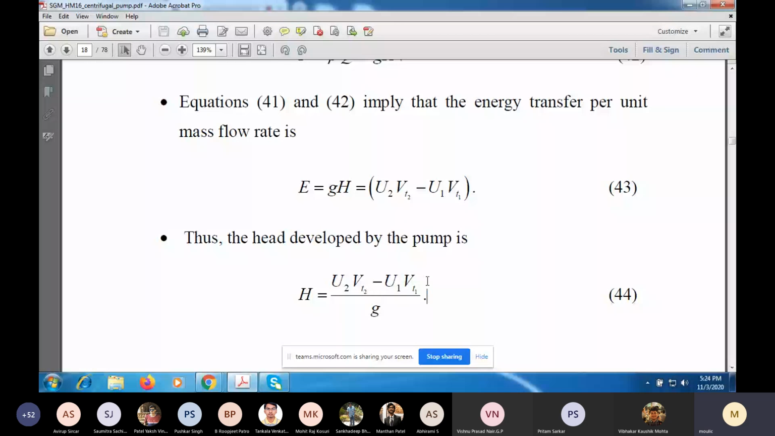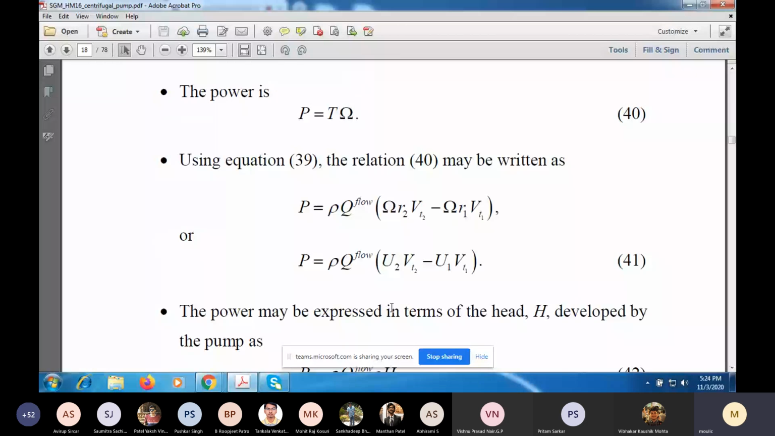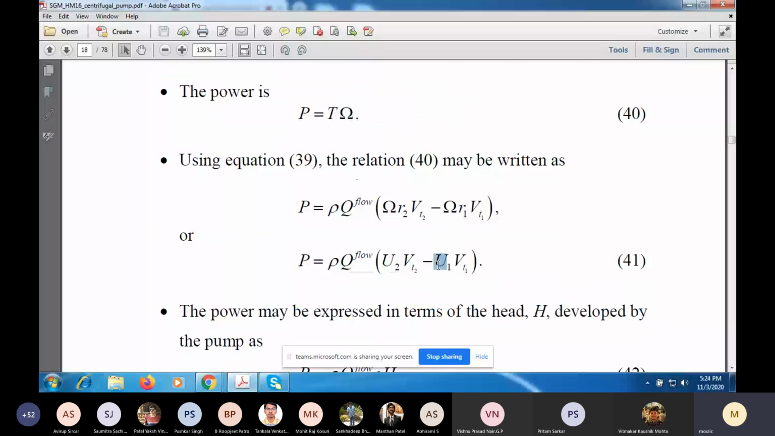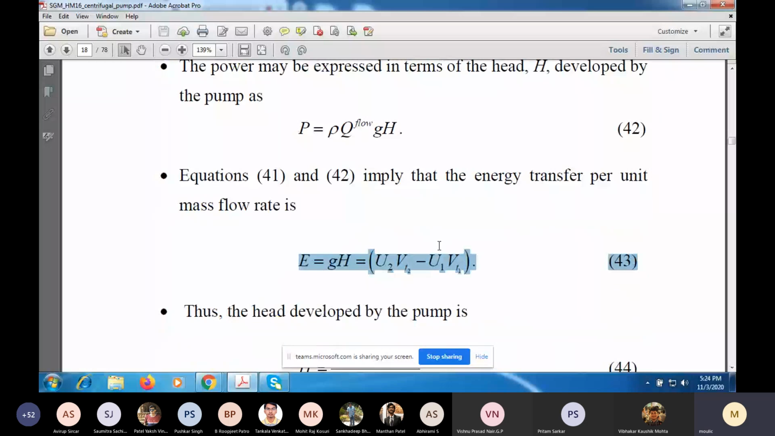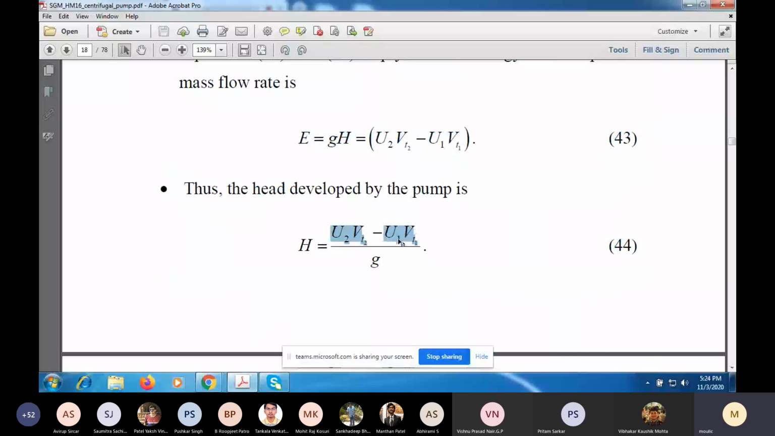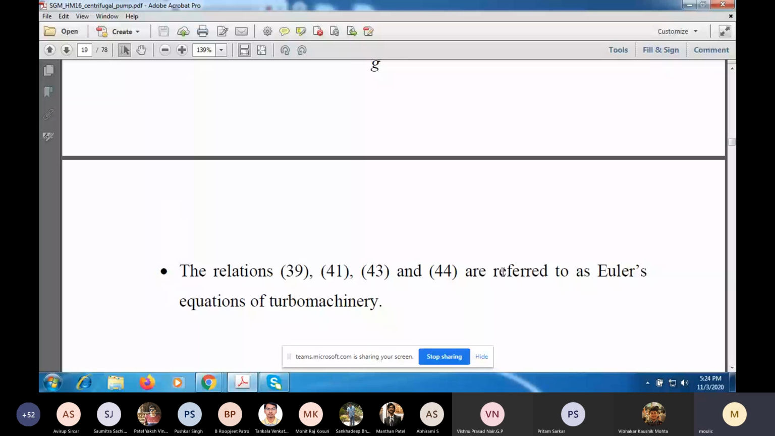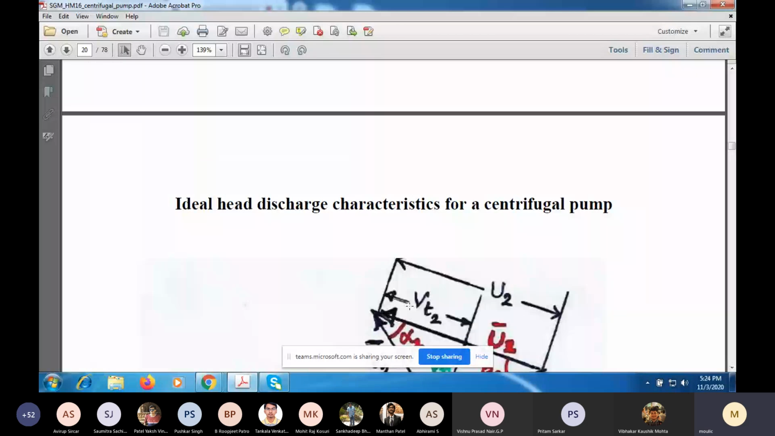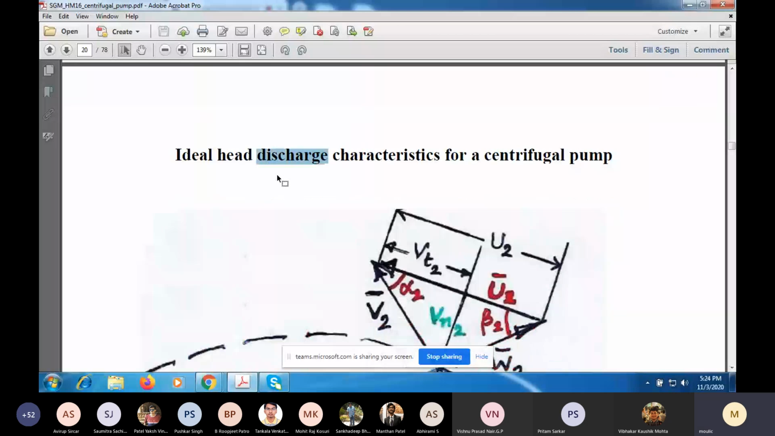So these expressions, the one for the torque, one for the power, one for the energy transfer, which is equivalent to the power, and another for the head, are all sometimes called Euler's equations of turbomachinery. This is using simple one-dimensional analysis. All right, now we'll try to find the head discharge characteristics for ideal fluid flow.